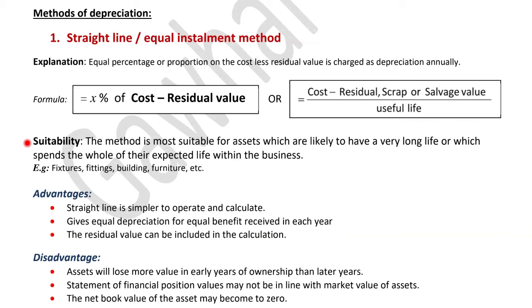The suitability of the formula. The method is most suitable for assets which are likely to have a very long life or which spend the whole of their expected life within the business. For example, fixtures, fittings, building, furniture. Make sure you understand the suitability of the assets. Basically, these are assets which have a very long life, which actually spend most of their time in the business and are not replaced until they are fully depreciated.